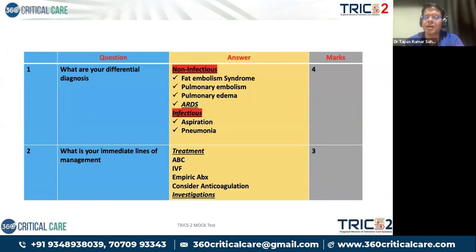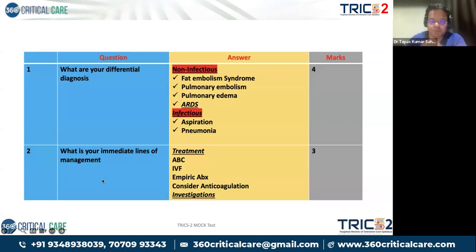My differential diagnosis on the basis of whether it is infectious or non-infectious. Non-infectious, the most important thing is fat embolism syndrome, because this is of short duration, planned for ORIF, history of trauma. So all these things would definitely point towards a non-infectious cause. So fat embolism syndrome, pulmonary embolism, pulmonary edema, ARDS. In the infectious causes could be aspiration pneumonia, hospital acquired pneumonia, or maybe a viral pneumonia, or the patient has come from the community with community acquired pneumonia.